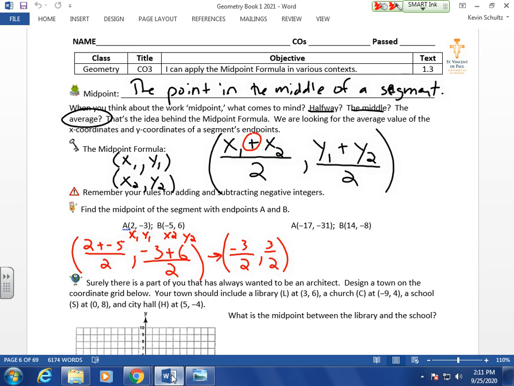Audrey? So you wouldn't divide it, or? If you want to write negative 1.5, positive 1.5, that's fine too.